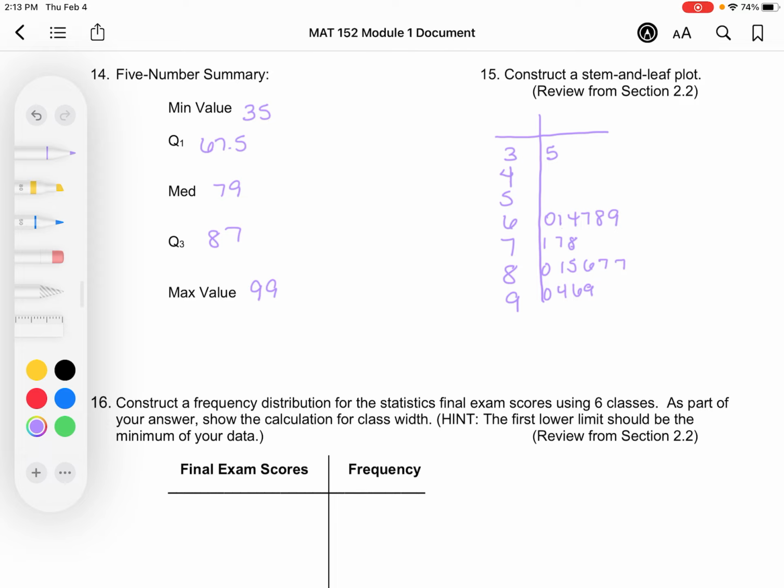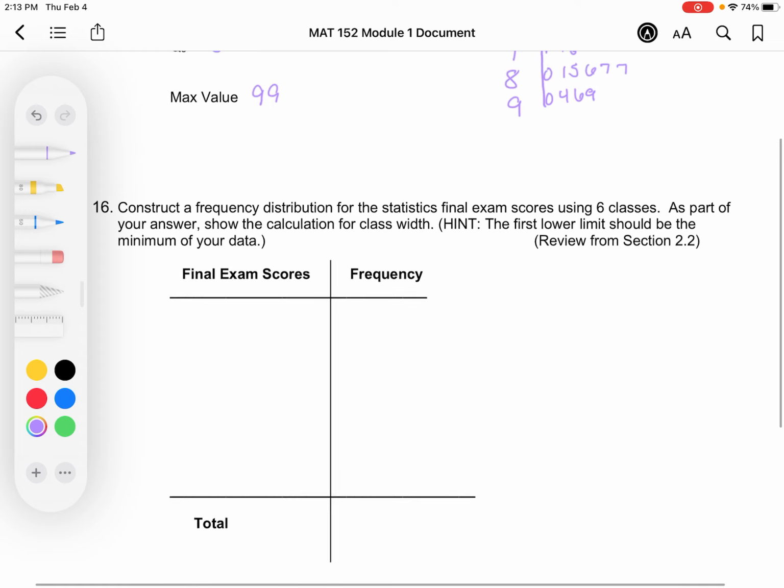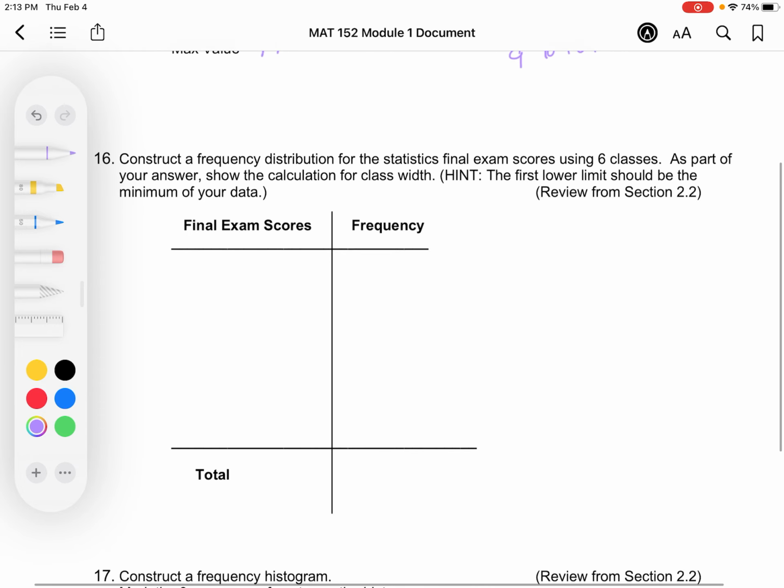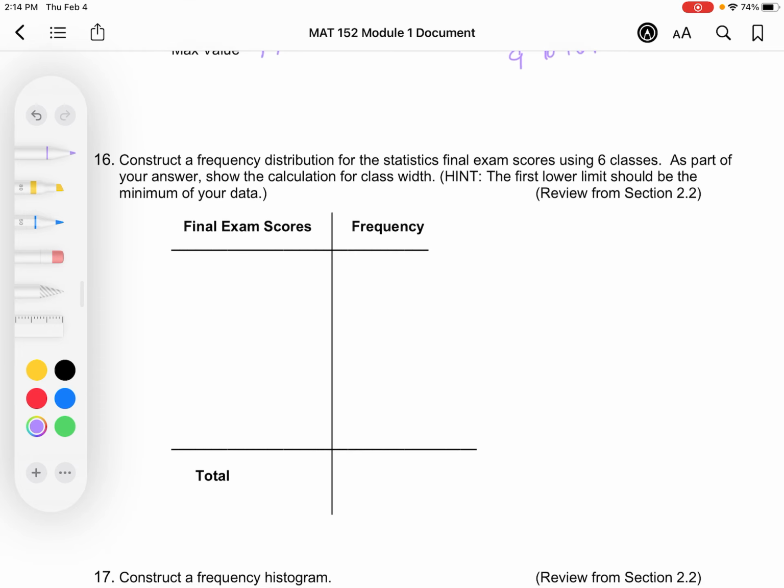In the next section, again, this is review from section 2.2. We want to do a frequency distribution with six classes. So we're going to take our range. So our range is 99 minus 35, and we're going to divide by 6. And I get 10.6 repeating. So we're going to round that up to 11.